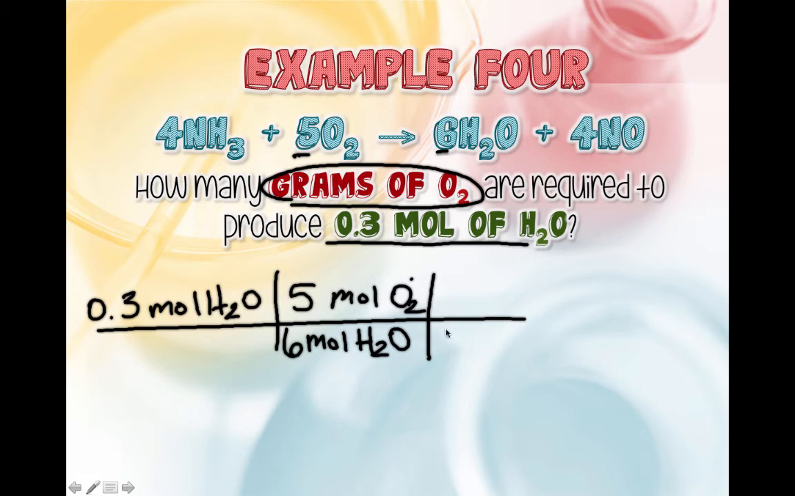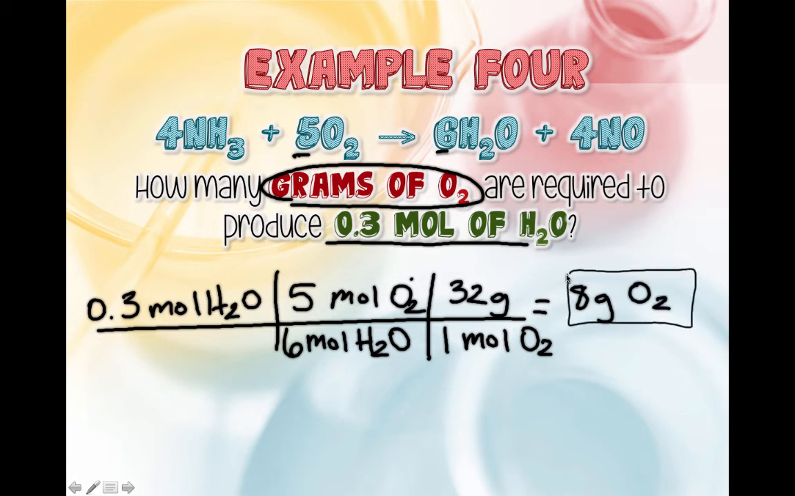And now I have moles of water on top, and I need to get rid of it. Let's figure out the mass, or the grams, of just 1 mole of oxygen at a time. But this is oxygen that's diatomic, so it's 32 grams, not just 16. There's 2 atoms of oxygen in each molecule. Okay, now multiply the top times the top, and then divide by the bottom. And I got 8 grams even. 8 grams of oxygen. I only get to keep 1 sig fig anyway.